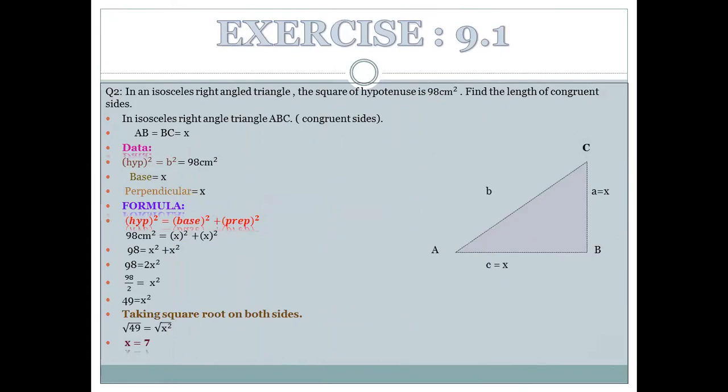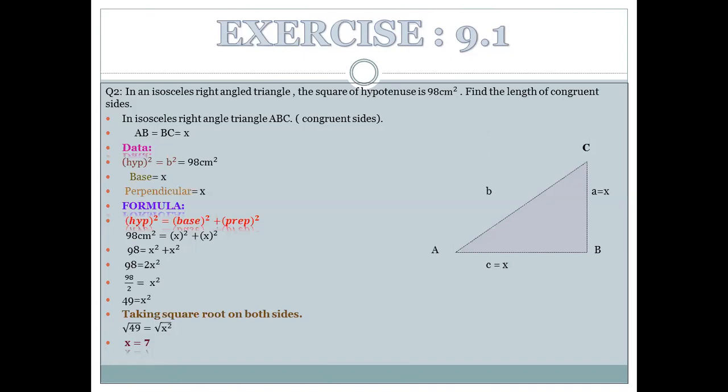Because in all the right angle triangles, hypotenuse will always be greater than the other two sides. Because its square is equal to the sum of the squares of the other two sides. So definitely the hypotenuse will always be the longest side of the right angle triangle. In an isosceles triangle, isosceles means two sides will be equal, which are base and perpendicular.